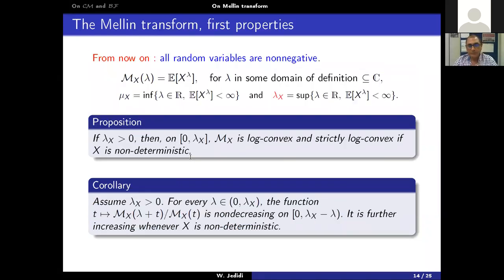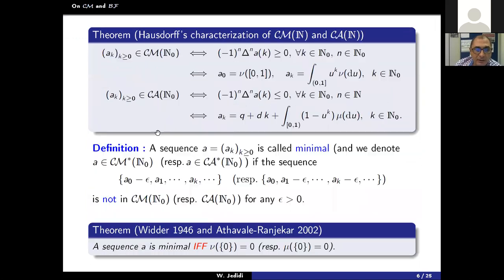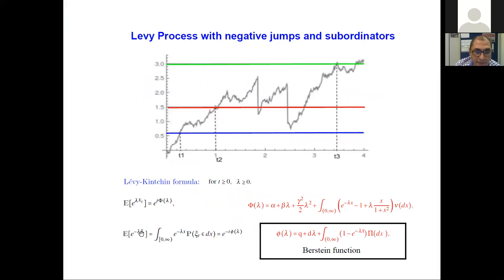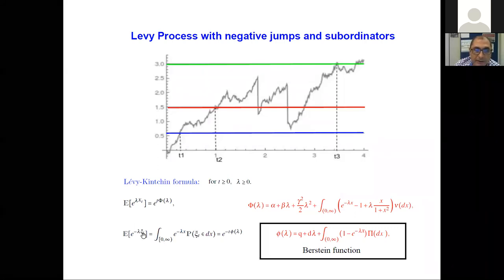So, from now on, we will swap from Laplace transforms to Mellin transforms. Please don't be afraid by this notation. It's the integral of x power lambda against the distribution of x. Look, the expectation of a function of x is the integral of the same function against the distribution of the guy.